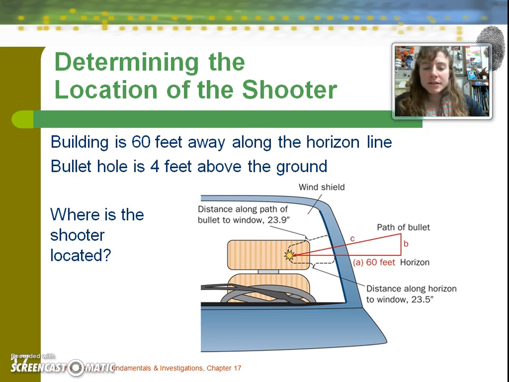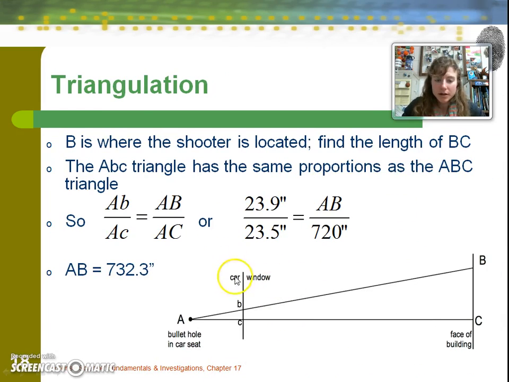So with that being said, let's look at this problem. We know that there's a building where a shooter was located, and the building is 60 feet away from the car. We know that the bullet hole through the window is 4 feet above the ground, and we want to know where the shooter was at the time of this shooting. So what we can do is say, okay, here's the car window. I know the distance from here to here, and I know the distance from here to here. And because of the properties of a triangle, the distance from big A little b is proportional to big A little c, as big A big B is to big A big C. So we're just making a ratio. We're saying this length to this length is equal to this length to this length. And so what you get is that AB, this line here, is equal to 732.3 inches.